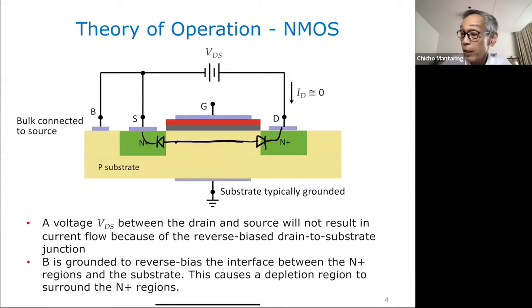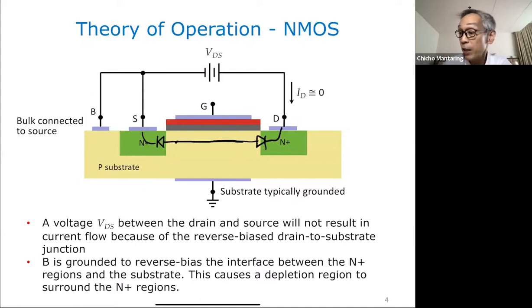By the way, I mentioned this earlier, B is connected to ground. My bulk is connected to ground through this path. Meaning to say that between this N plus and the bulk, I'm reverse biased. Remember, this is connected to the positive terminal of VDS, and my bulk is connected to ground. So this is reverse biased. This other one is going to be unbiased: the voltage between my P and my N plus is going to be 0 because they're shorted.